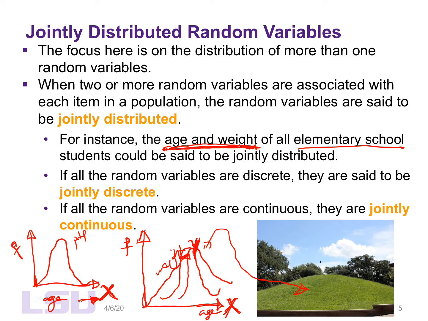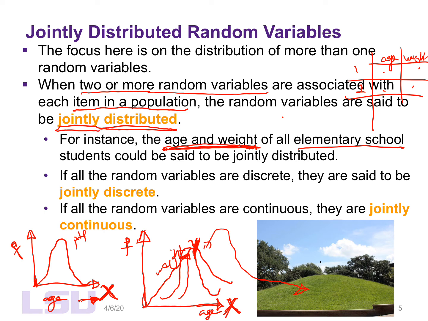So that's what I try to define here. When two or more random variables are associated with each item in a population, so every student in the school has an age and a weight, each item will represent a student. So student 1 has his age and weight. Student 2 has age and weight. And that's basically what's going on here. So when two or more random variables are associated with each item in the population, the random variables are said to be jointly distributed. So the keyword is joint. Joint because you have two variables. And that's the example here.